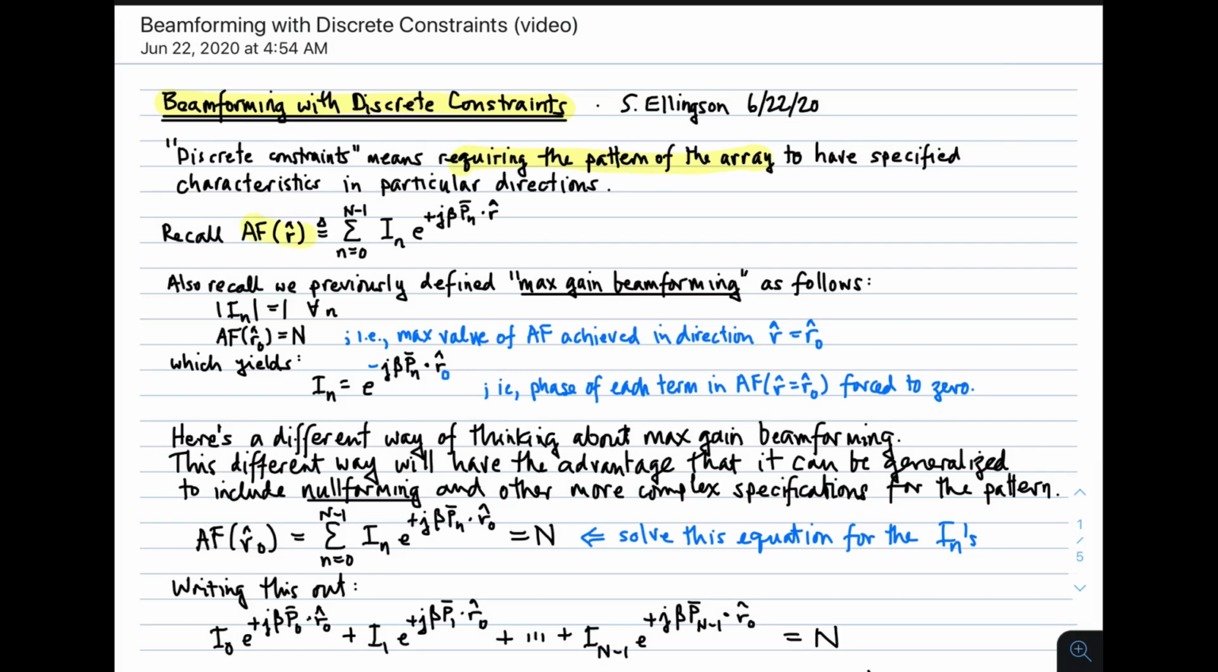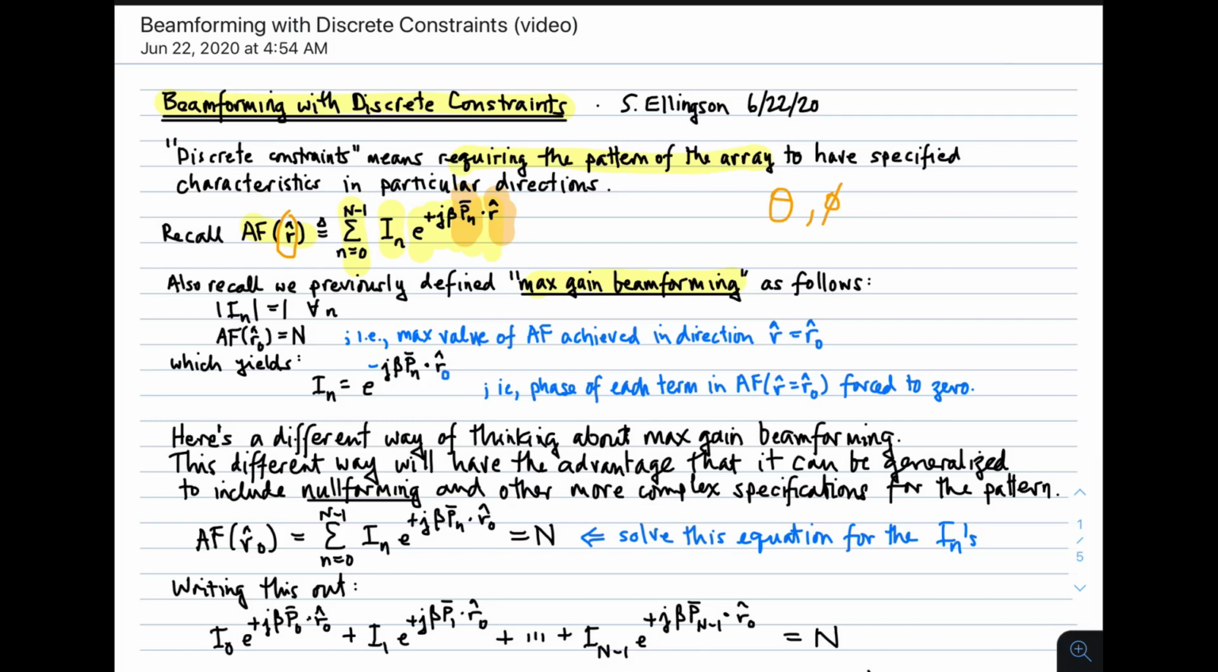Starting point here is the definition of array factor. And here we're talking about the array factor as a function of direction. R hat is simply a fancy way of saying theta phi. And recall that the array factor is defined as the sum, n equals 0 to n minus 1, that is n elements, I sub n times this phase factor, which depends on the element positions, p sub n, and the direction, r hat.